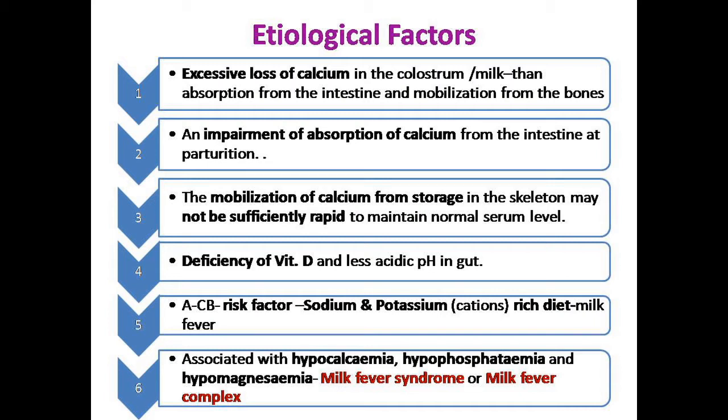High anion containing acidic diets help in the mobilization of calcium from the bones. That's why a diet rich in anions decreases the chances of development of milk fever, because it helps in the mobilization of calcium from the bones. Sometimes milk fever may also be associated with hypocalcemia, hypophosphatemia, and hypomagnesemia. High potassium in the diet decreases magnesium absorption across the rumen, and therefore milk fever is often associated with hypomagnesemia and hypophosphatemia.